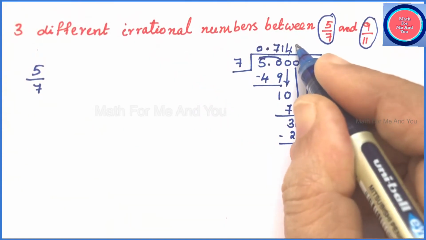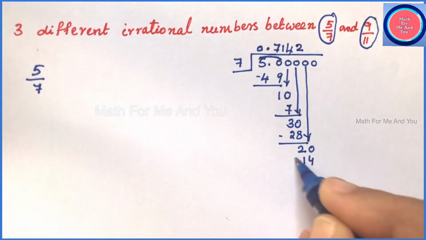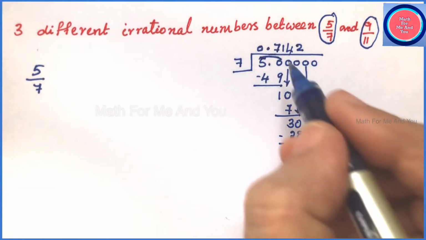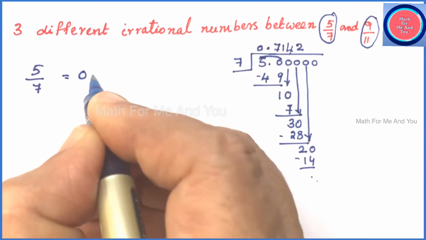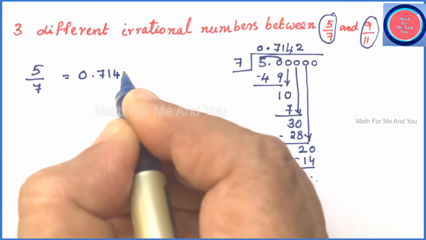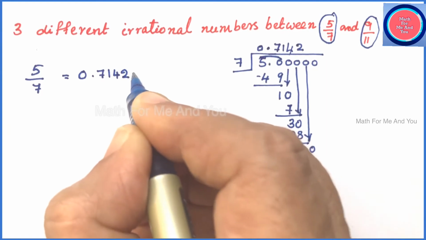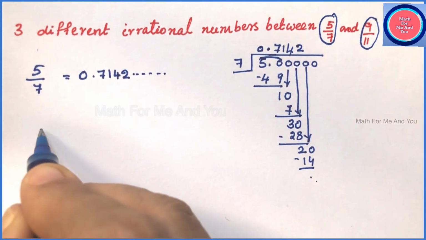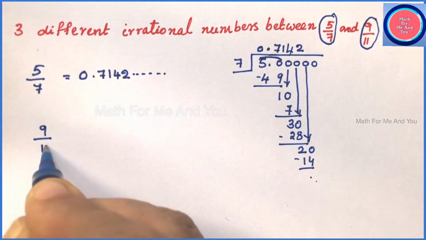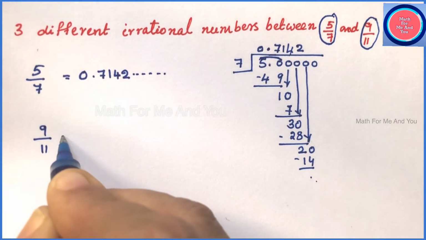It is 20. So it is 2 times 7, 14. The balance is 6, and that means the division continues. So we can write the answer as 0.7142, etc. Many numbers will be there, but they repeat. Okay, but we write this. We need at least 3 digits after the point.